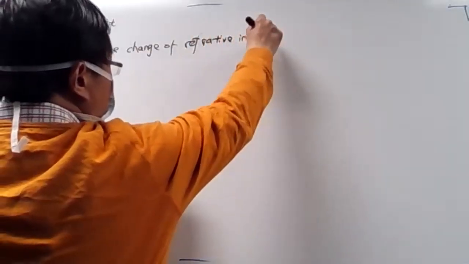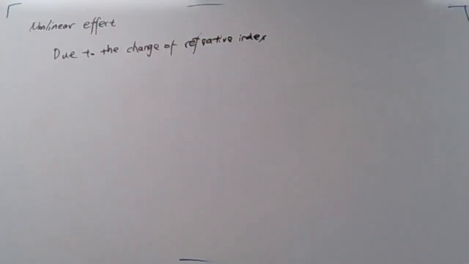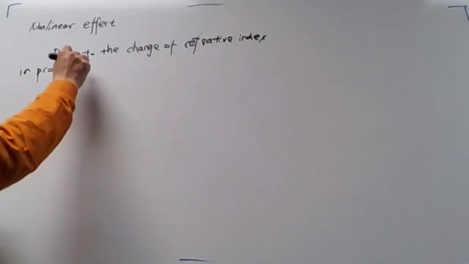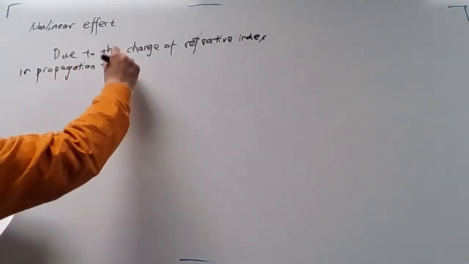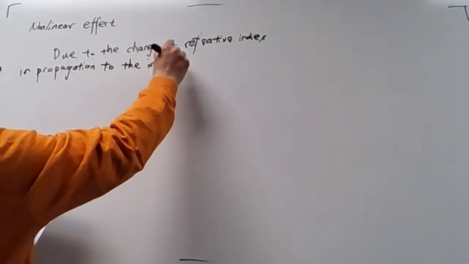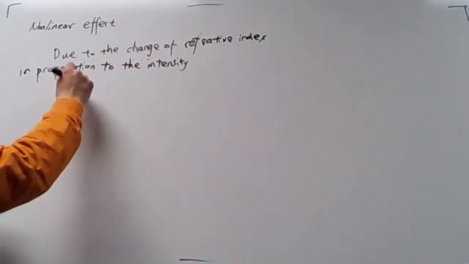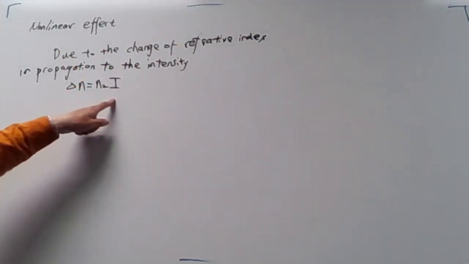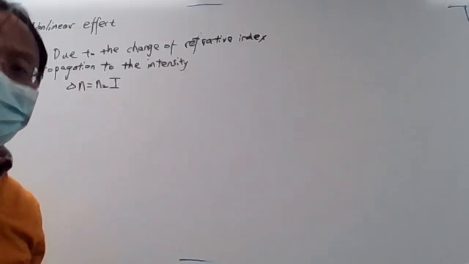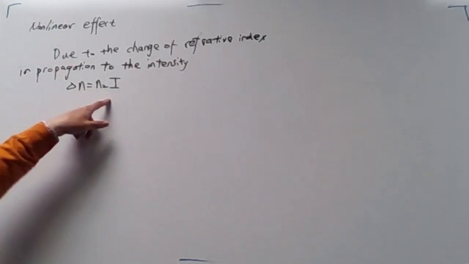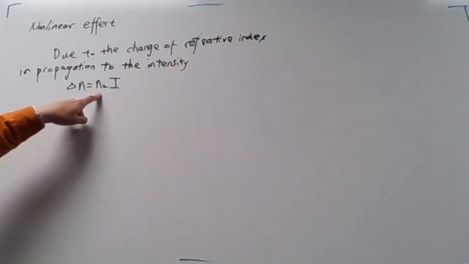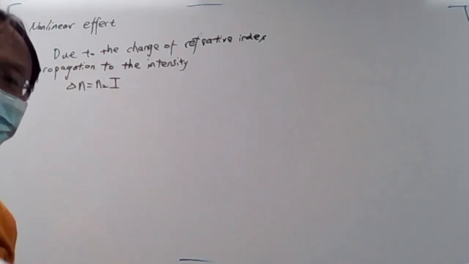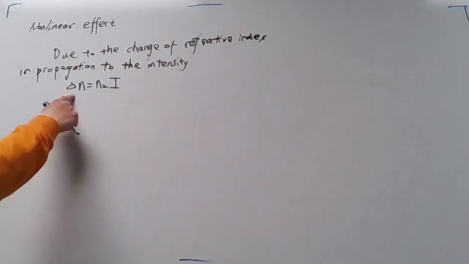Refractive index. Let me leave half over there. In propagation, the change is proportional to the intensity, right? So this delta n is n2 times intensity. So if I have power, it will change accordingly depending on the intensity, right? It's the intensity. So this index change.